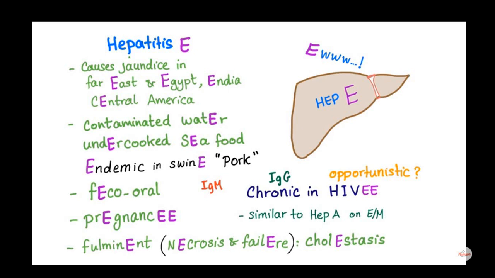Fecal-oral route of transmission. Sometimes it's common in pregnancy, and when it comes to pregnant women, it's fulminant. Fulminant means massive necrosis, which can lead to failure. Ew. And there is marked cholestasis in hepatitis E. Mostly it's acute. In these countries, sometimes it's the most common cause of acute viral hepatitis. Wow. However, it also can be chronic, such as in patients with HIV or immunosuppression.